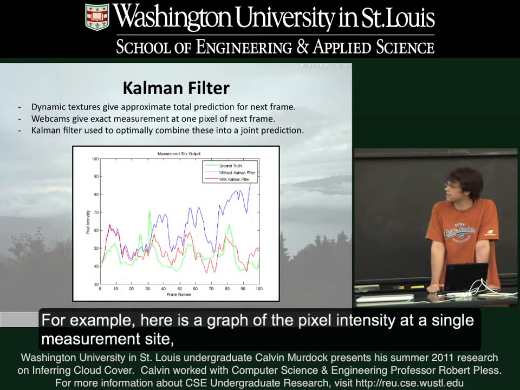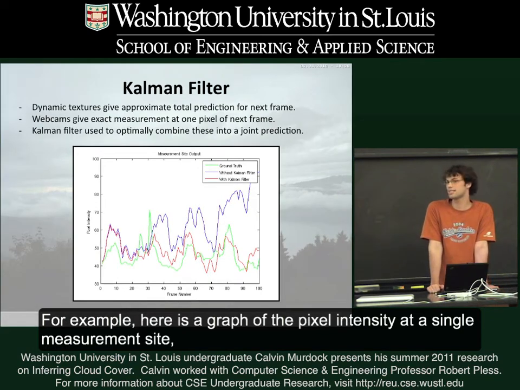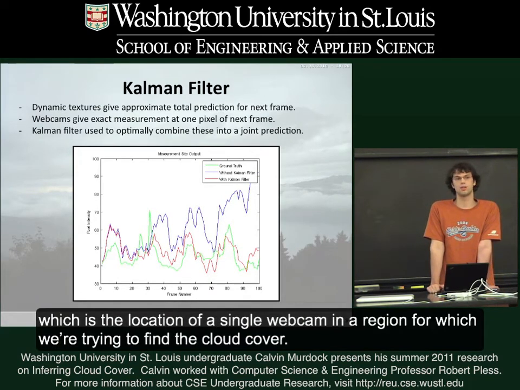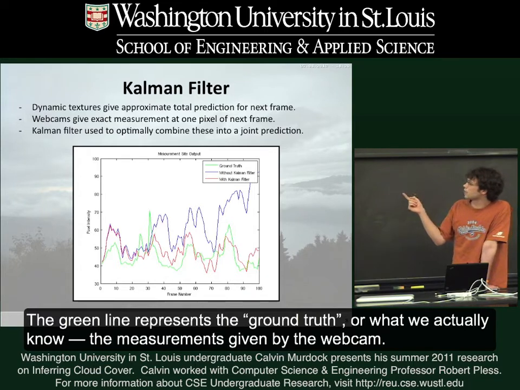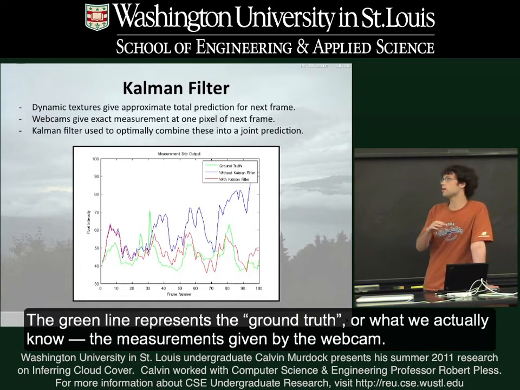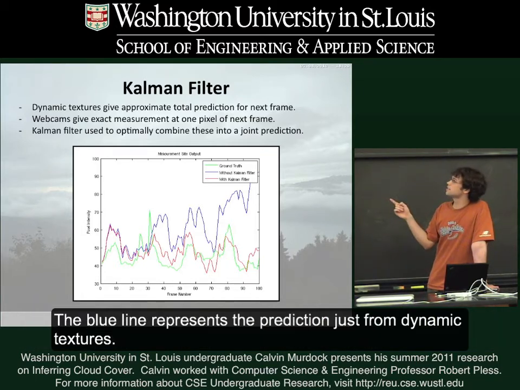For example, here is a graph of the pixel intensity at a single measurement site, which is the location of a single webcam in a region that we're trying to find the cloud cover over. The x-axis represents time, and the y-axis represents the value of that pixel. The green line represents the ground truth, or what we actually know, the measurements given by the webcams. And the blue line represents the prediction just from the dynamic textures.